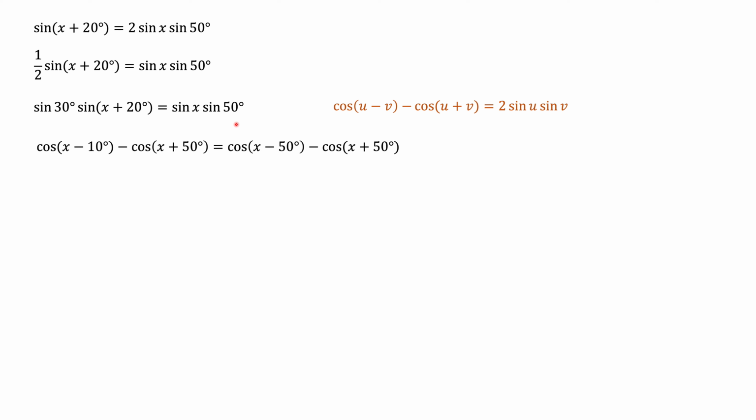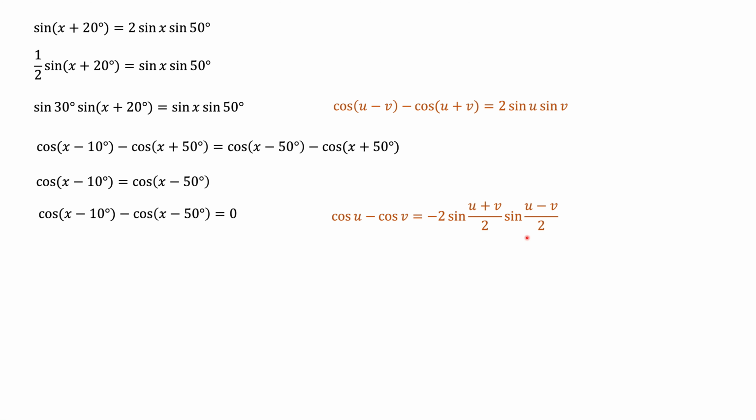If we do, this is what we're going to get on the left, this is what we're going to get on the right. Now notice on both sides we have minus cosine of x plus 50 degrees. We can cancel it out. This is what we're going to get. And now let's move this cosine from the right-hand side to the left-hand side. That's what we're going to get. We got a difference of cosines. And now we're going to apply this formula again in reverse.